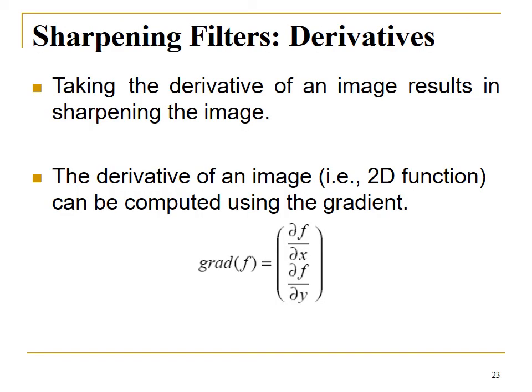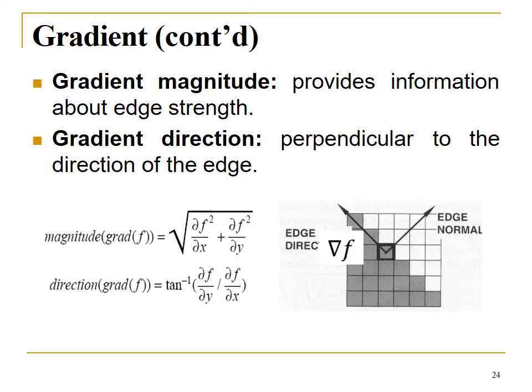I already told you we are using the gradient function in the sharpening filter. This is the gradient function, that is grad of f is del f by del x and another term del f by del y, along the x and y coordinates according to the pixel we are taking on the axis. So gradient magnitude: we choose it in order to collect the information about the edge strength. Another one is gradient direction: we choose it because it is perpendicular to the direction of the edge.